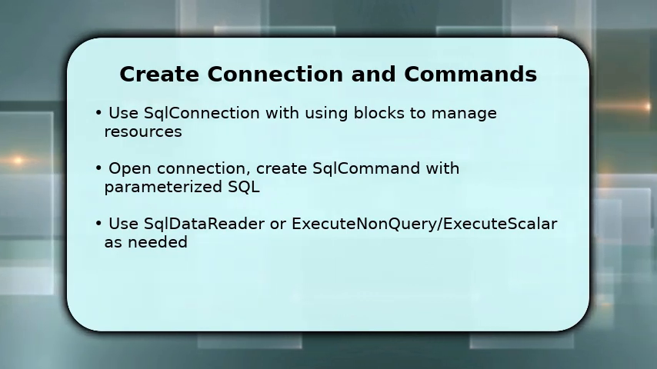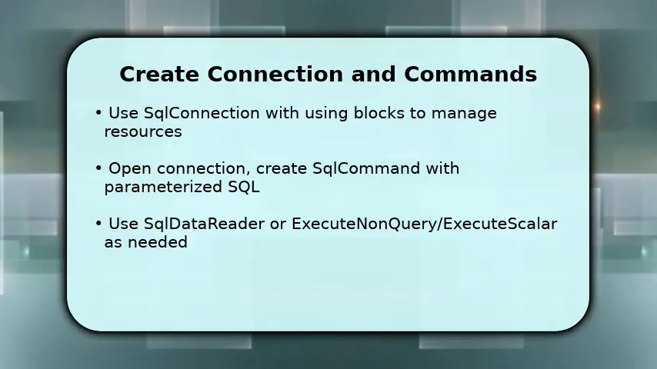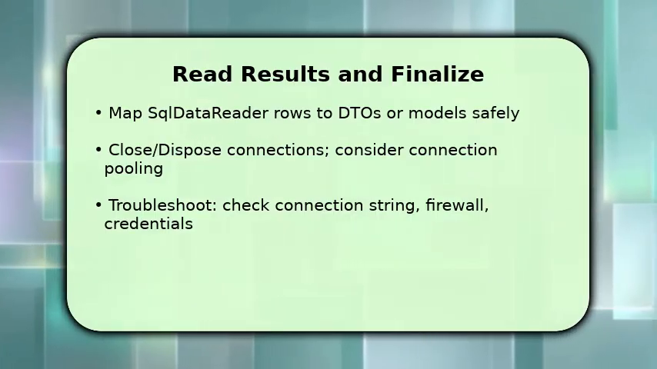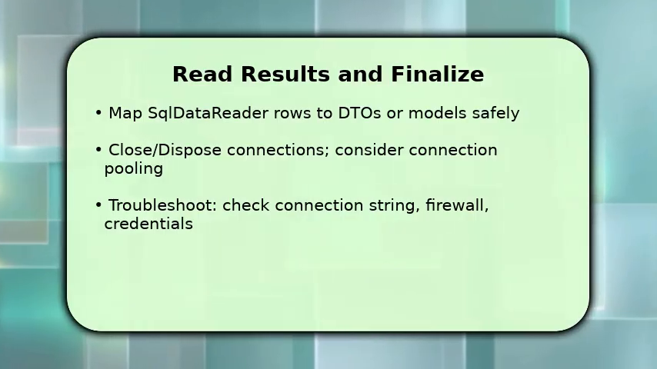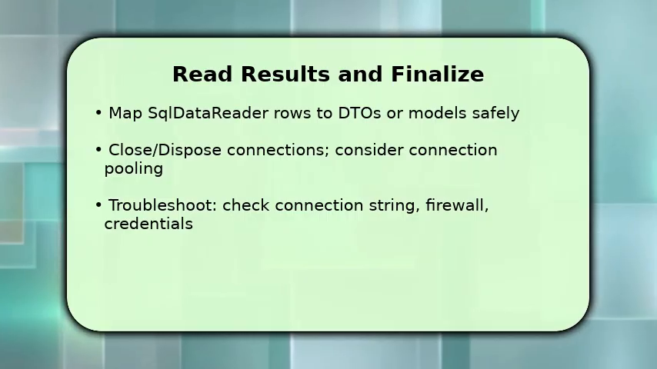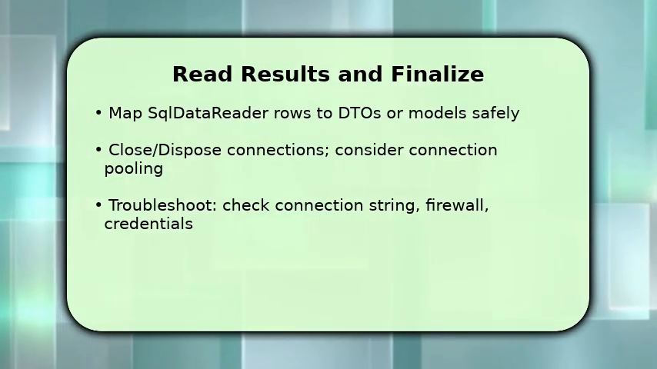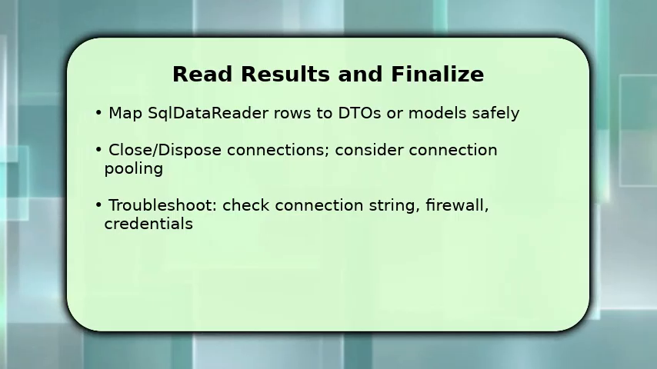Make sure to handle exceptions around open and execute so you can finish by reading and mapping results into your application models. Use SqlDataReader's Read loop, check for DBNull before casting, and populate DTOs or view models efficiently. Once done, let using blocks close the reader and connection so connection pooling works correctly. Make sure transactions are committed or rolled back as required.